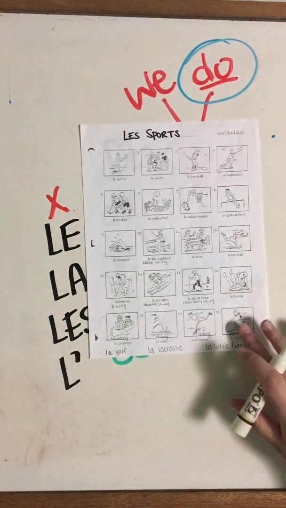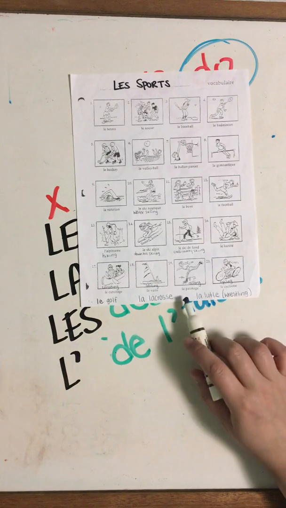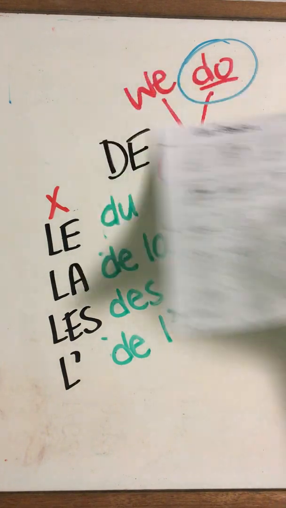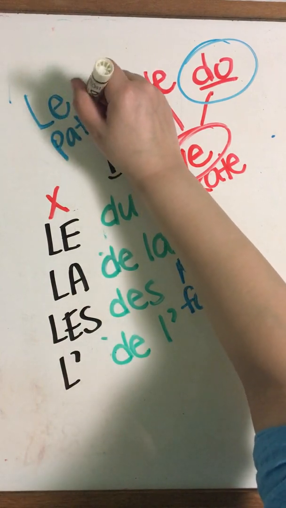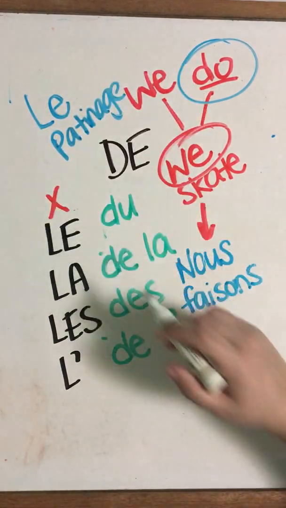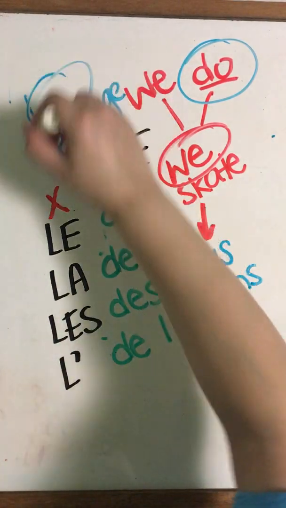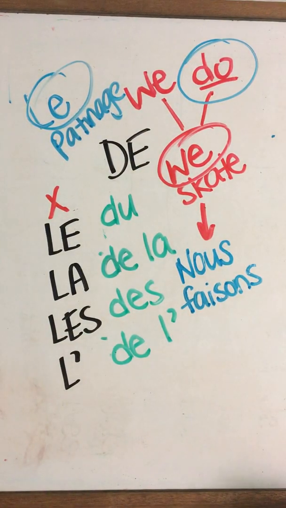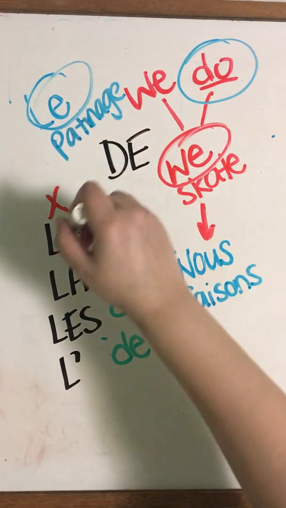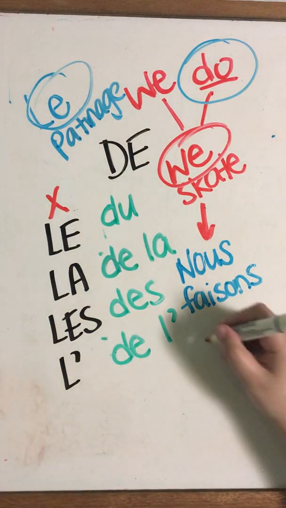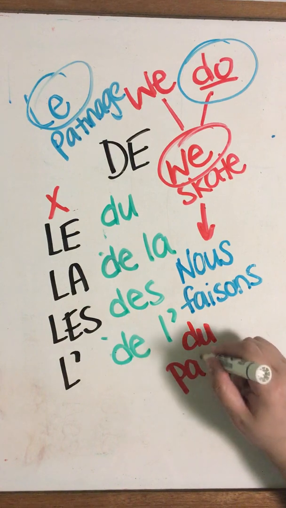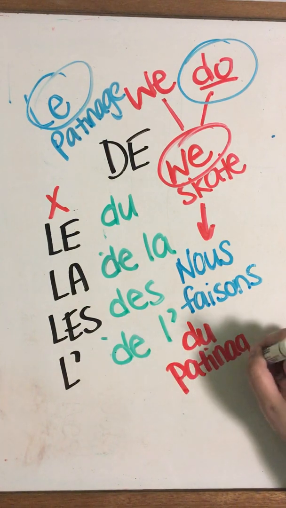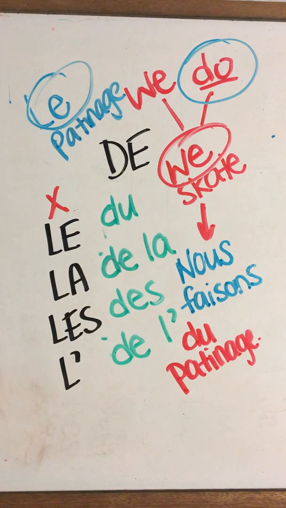Now let's find skating. Skating is over here. Skating is le patinage. Okay, so I need to replace that. I'm going to look over here. This is what I need. Du patinage.